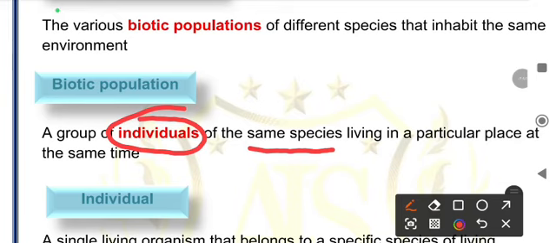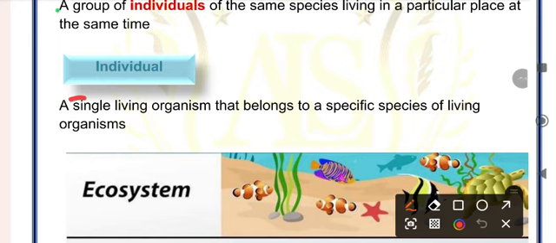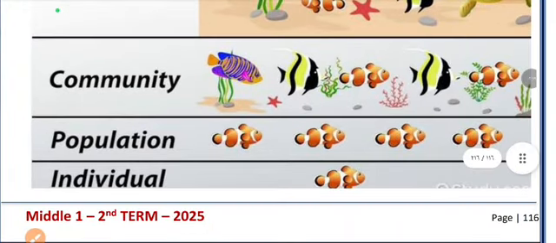Lions, as an example, say lions have 100 individuals. So the 100 individuals of lions is a biotic population. So the biotic population consists of individuals. The single living organism means individual. So individual plus individual plus individual form a biotic population.